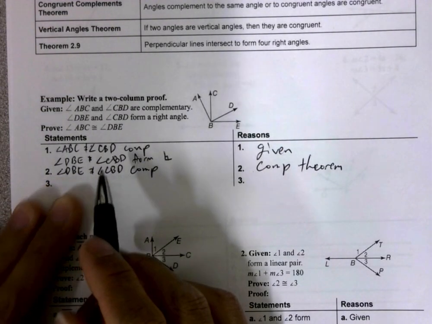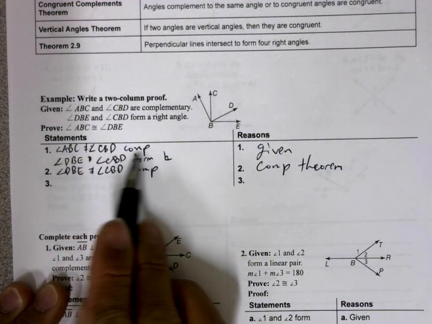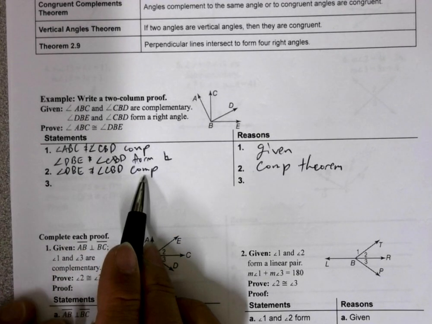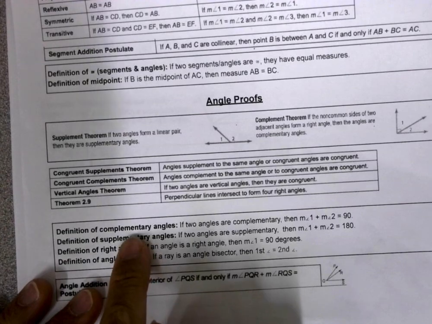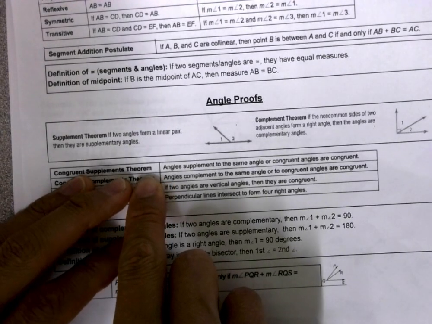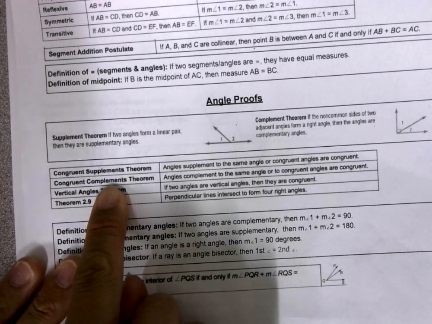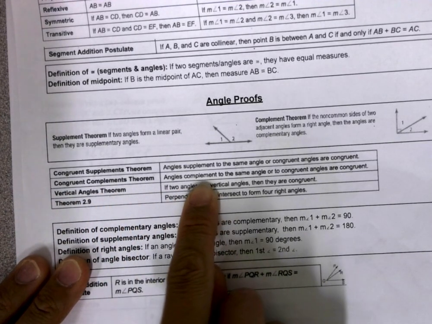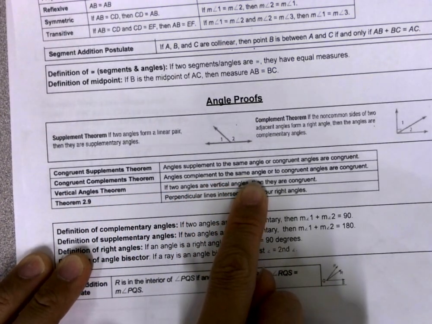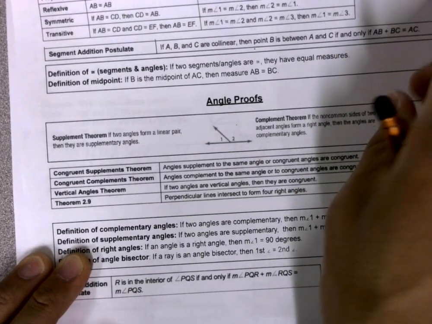Okay, now we have two comp statements. We have this first comp statement and we have the second comp statement. Now what does that do? That unlocks this theorem here, congruent complements theorem. And what does congruent comps theorem say? It says if we have two angles comp to the same angle, then those two angles are congruent.